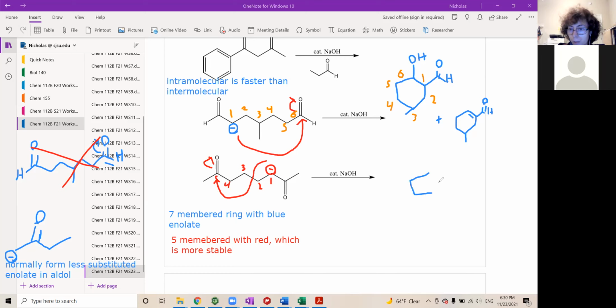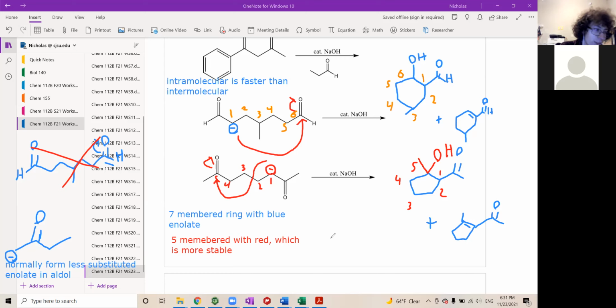And the 5-membered ring, ketone. It's 1, 2, 3, 4, 5. Number 5 is where the ketone that was the electrophile was, so it should be an alcohol. And then there's also a methyl group on carbon 5. And then you can also show the aldol product, which looks like this. Or this is the dehydration product, not aldol. I'll just look at the time.